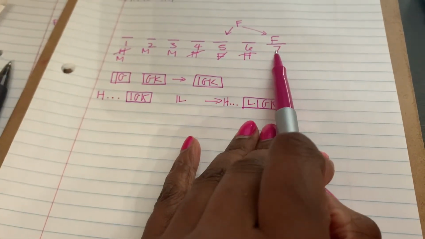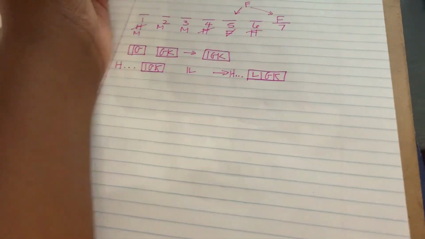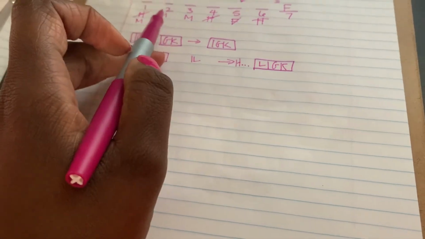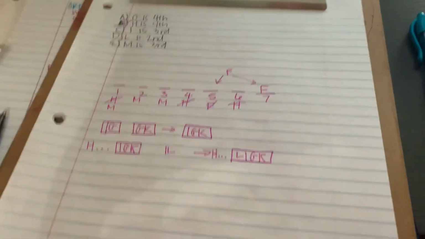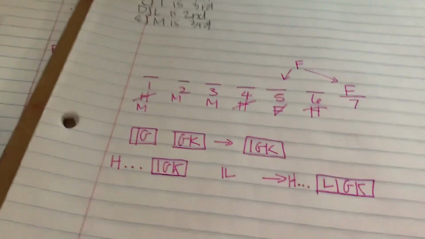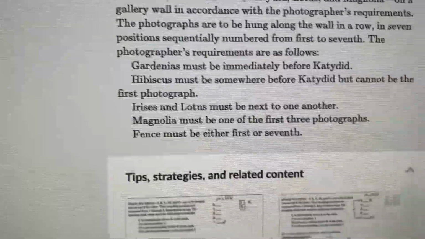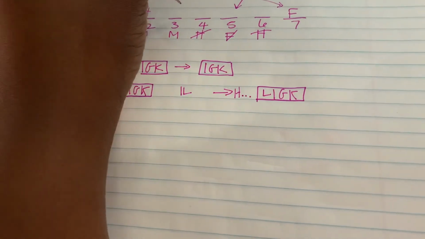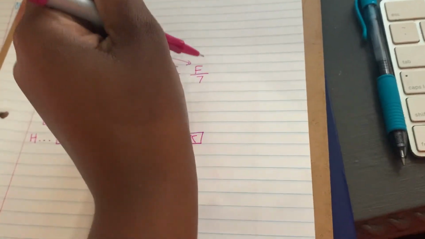And we already know that 7 is taken. It has to be M, H, because it can't be H, M. Can it be H, M? Can H be first? No, H cannot be first because it says it in the rules. H cannot be the first photograph. So that means that M is automatically number 1, and that H has to be number 2. And then L-I-G-K. This is our scenario right here.